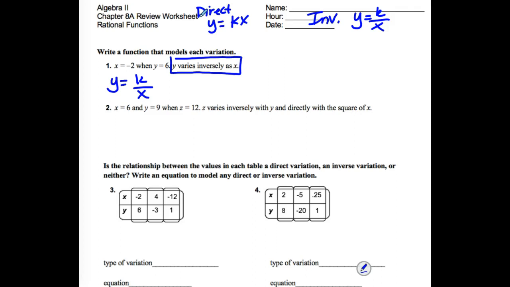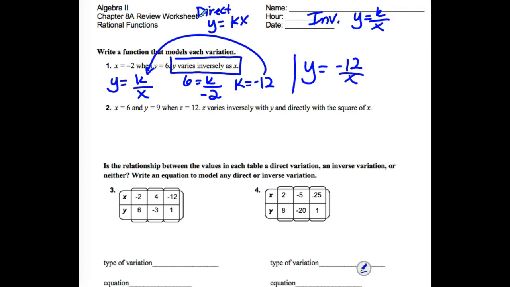Step 2 is to plug in your numbers. So we are told that y is 6 and x is -2. From that, we can find k. What is the value for k? Okay. All right, so that's step 2. Using the numbers, we figure out our k value. Step 3 is we now take that k value and we dump it back into our generic first step. So the model would be y equals -12 divided by x.